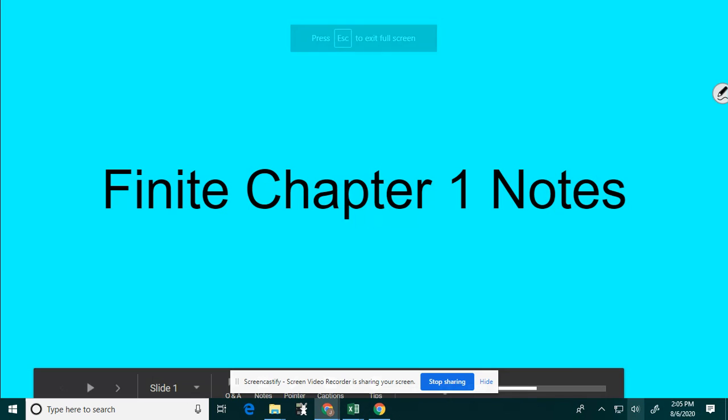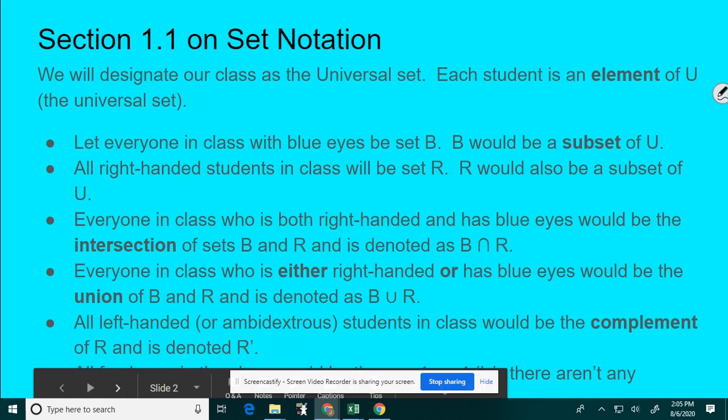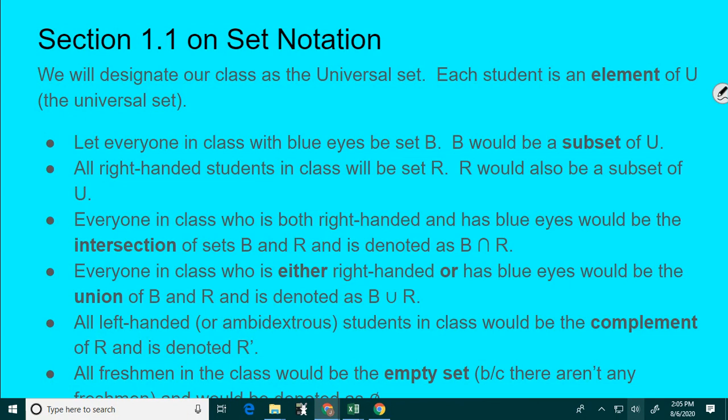Hi guys, we're going to work through section 1 of chapter 1, which is on set theory, starting with set notation. It's just a bunch of notation, symbols and whatnot that you need to know throughout this course. So first off, let's use a little example here.